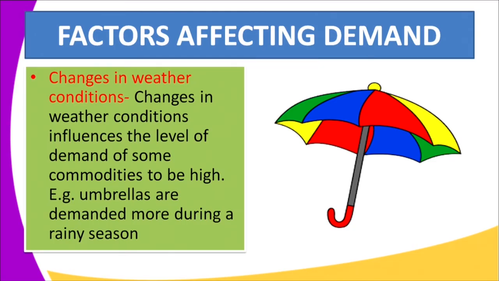They are demanded more depending on the seasons. For instance, you find that commodities like umbrellas are demanded more during a rainy season, but during a sunny season, no one demands one. On the other hand, you could also have other commodities like woolen clothes. You find that they are also demanded more during a cold season. So changes in weather conditions also influence the level of demand.